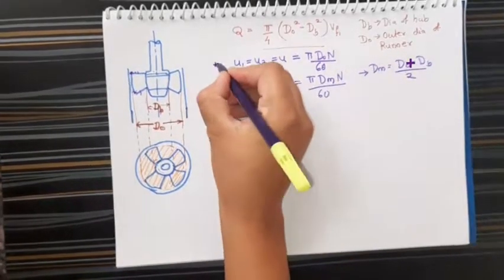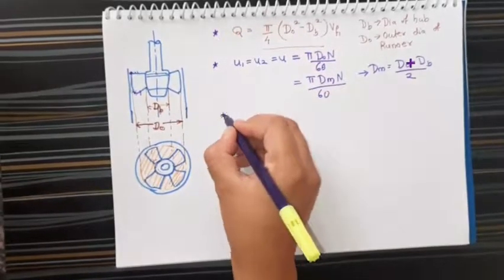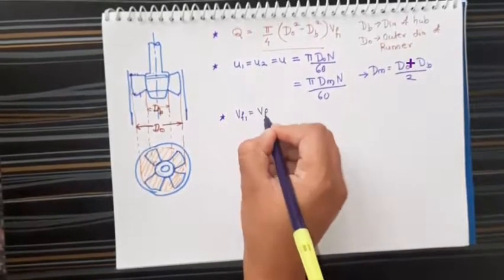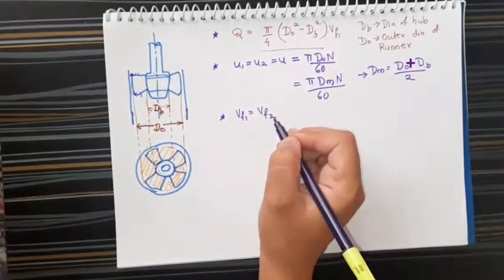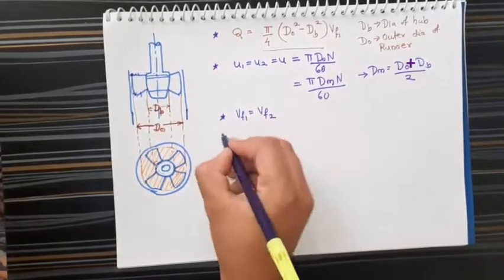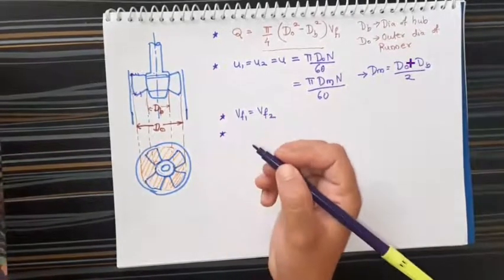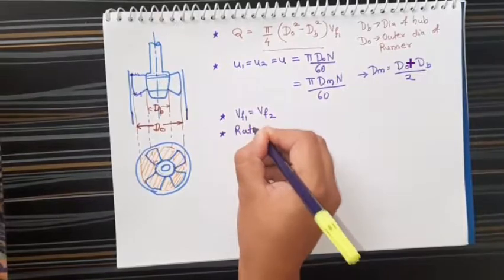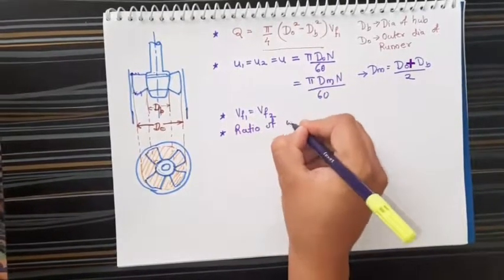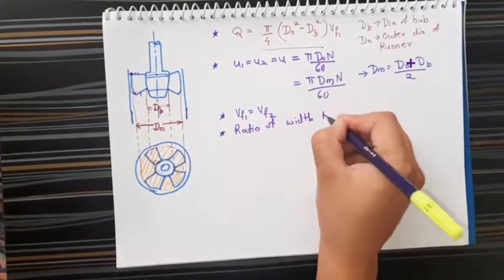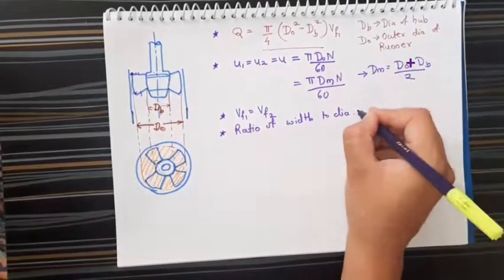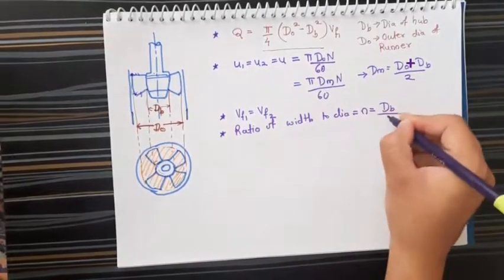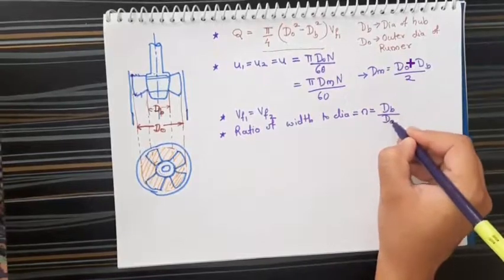Also, in case of the axial flow turbine, it is considered that the flow velocity remains constant. That means Vf1 is equal to Vf2. Another terminology related to the axial flow turbine is the ratio of width to diameter, and it is denoted by n, and the value will be equal to the diameter of the hub to the outer diameter of the runner.